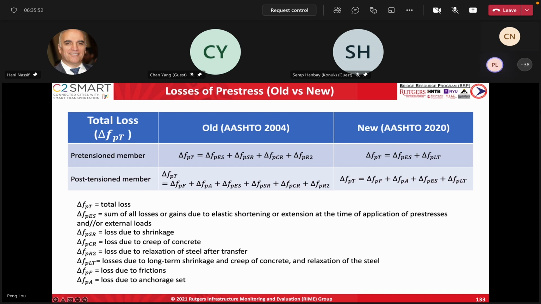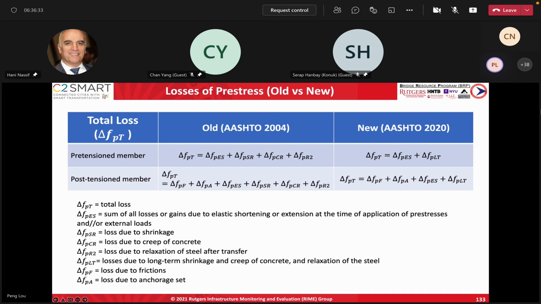So in those slides, we just put some comparison between the old losses, which is from AASHTO 2004, and the new losses, which is the up-to-date AASHTO LRFD 2020. So basically, they are saying the same thing, as I would mention. We first have the total loss that would be calculated by adding up losses from the elastic shortening or extension at the time of application of pre-stresses, and or due to the external loads, right?